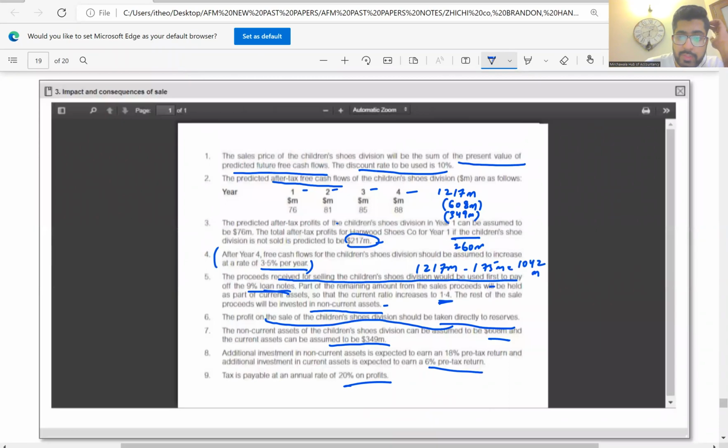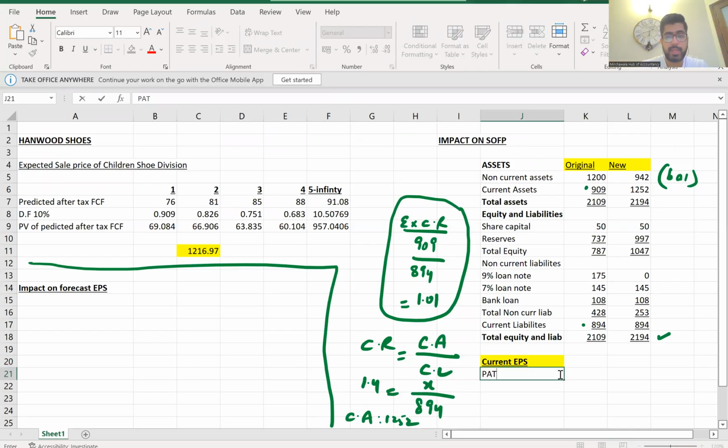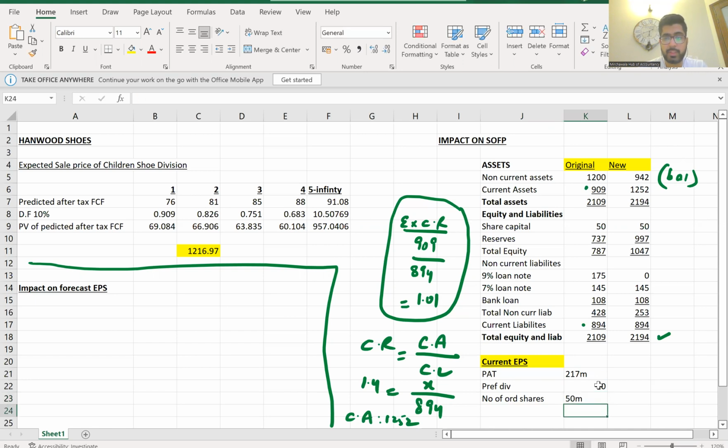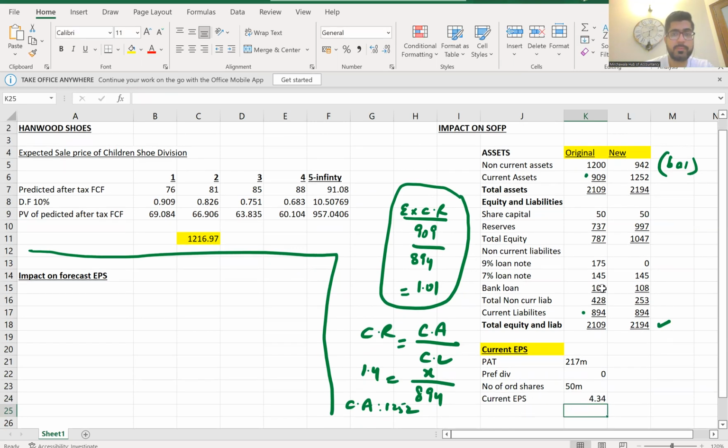Okay, so current EPS is PAT 217 million, 0 preference dividend, and number of ordinary shares. I'm assuming par value is 1, so 50 million. Okay, you get current EPS as 217 less 0 divided by number of ordinary shares. Okay, 4.34.